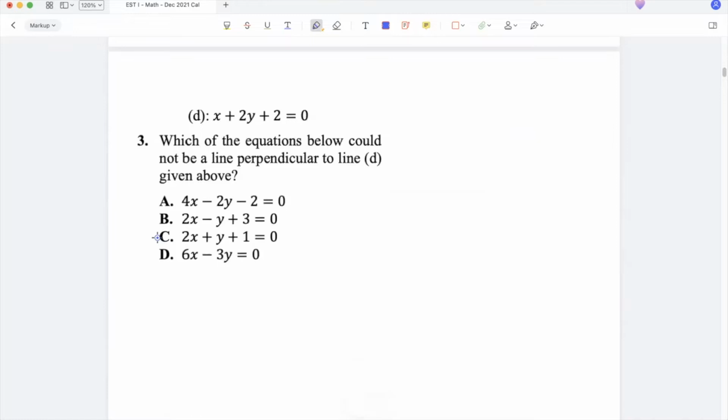Which of the equations below could not be a line perpendicular to the line above? So the slope of this line will be minus 1 by 2. So for a perpendicular line, the desired slope should be 2. So here the desired slope is 2. So this could be perpendicular. Here it's again 2. So this is also possible. Here it is minus 2. So this is not possible. And here again it is 2. So the one that cannot be perpendicular is option C.